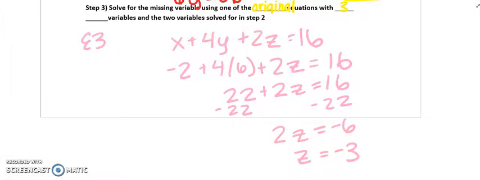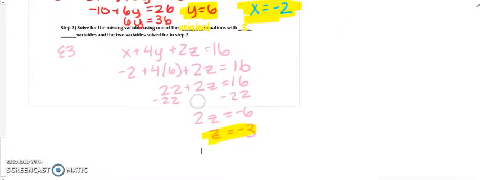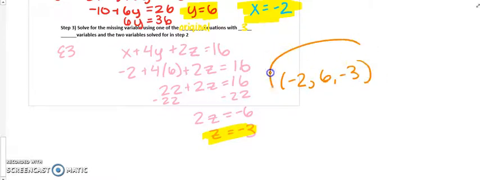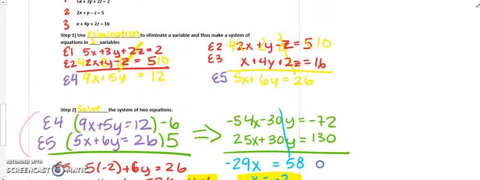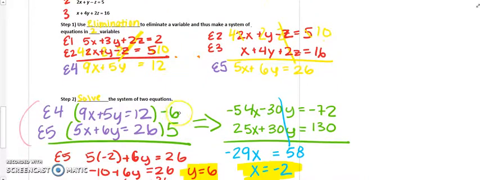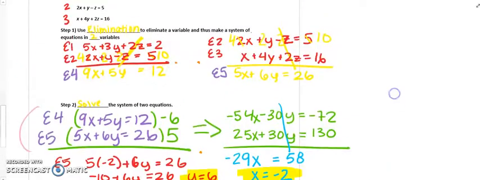Now, that's not your answer. We have our x, y, and z, but my answer for a three-variable system is an ordered triple. So there's your answer. So yeah, it's a little bit long problem. We did 1, 2, 3, 4 things.